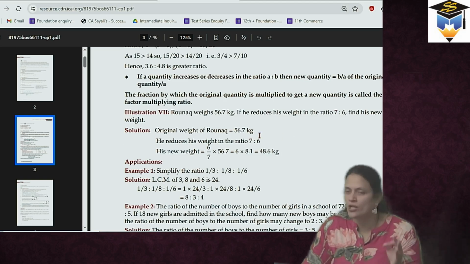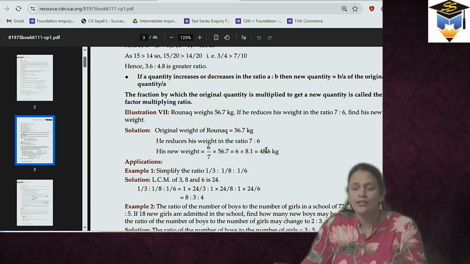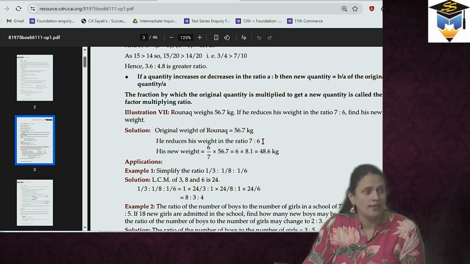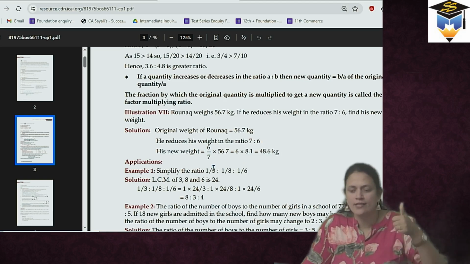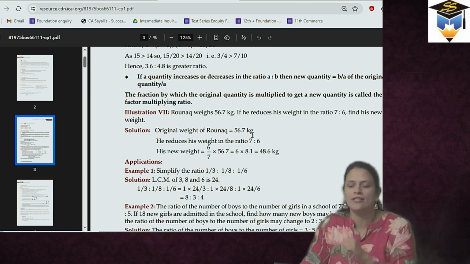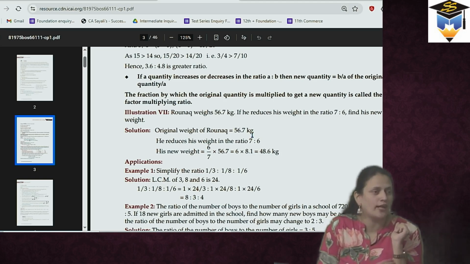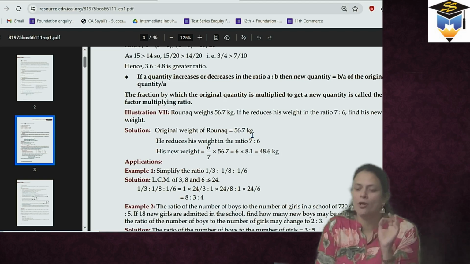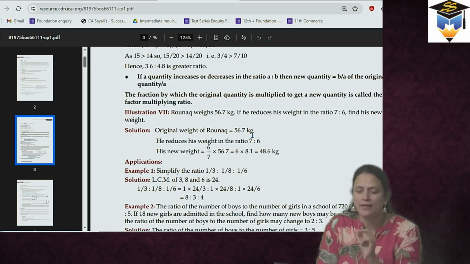So original weight was 56.7. When he reduces his weight in this ratio, that means 6/7 multiplied by 56.7 आपको करना होगा to find out his new weight by B upon A multiplied by that quantity.